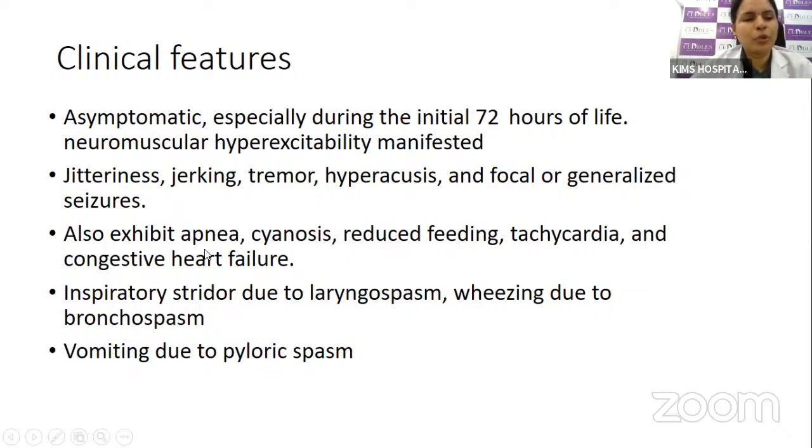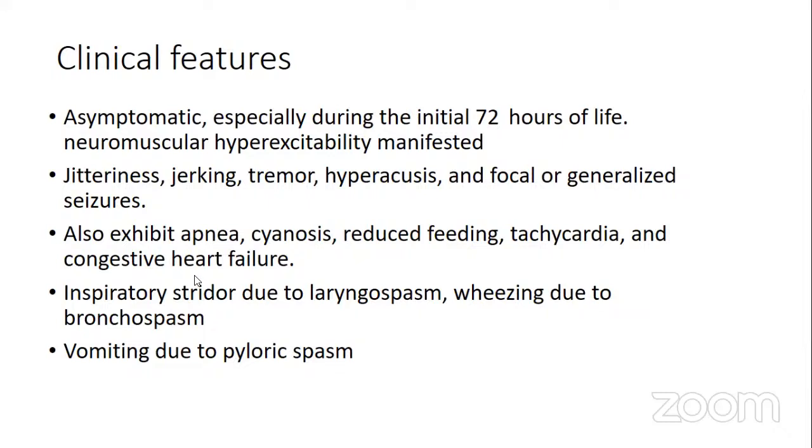The symptoms can be in the form of neuromuscular excitability, jitteriness, jerking, tremors, hyperacusis, or seizures, or the baby can have non-specific signs such as apnea, cyanosis, reduced feeding, lethargy, tachycardia, or signs of congestive cardiac failure. Inspiratory stridor due to laryngeal spasm or wheezing due to bronchospasm is also reported secondary to hypocalcemia. Sometimes the baby may also develop vomiting because of pyloric spasm.